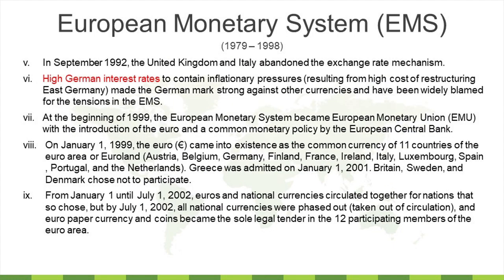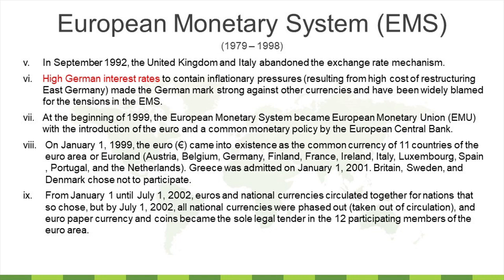5. In September 1992, the United Kingdom and Italy abandoned the exchange rate mechanism. 6. High German interest rates to contain inflationary pressures, resulting from the high cost of restructuring East Germany, made the German mark strong against other currencies and have been widely blamed for the tensions in the EMS. 7. At the beginning of 1999, the European Monetary System became the European Monetary Union, EMU, with the introduction of the euro and a common monetary policy by the European Central Bank.